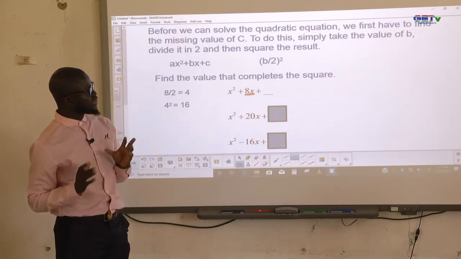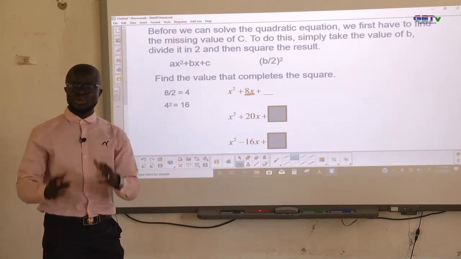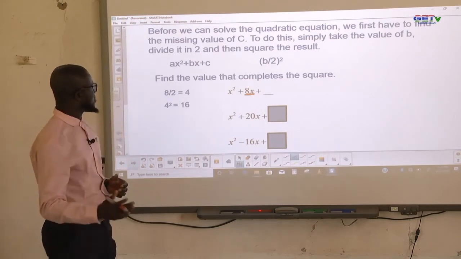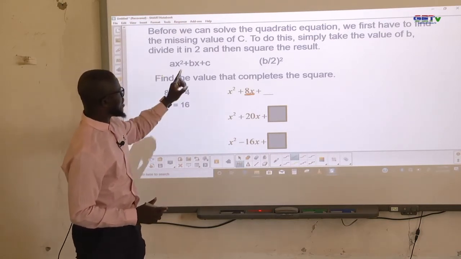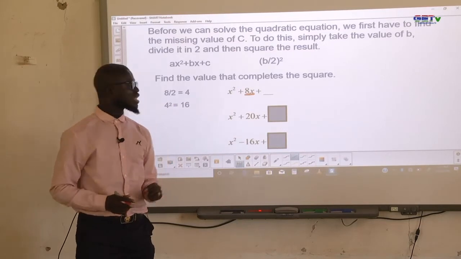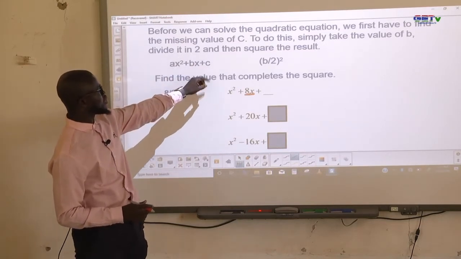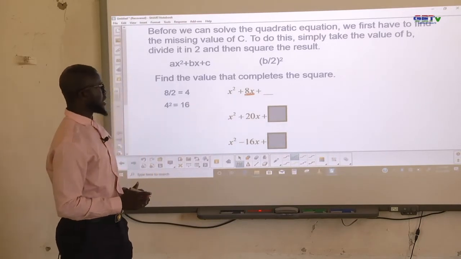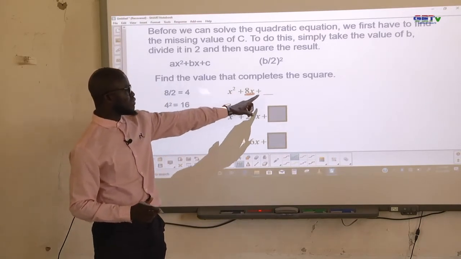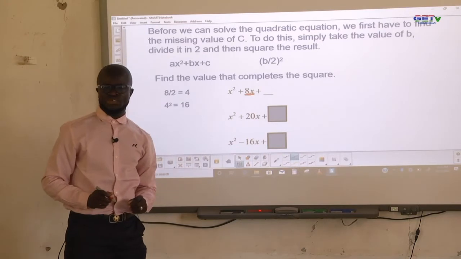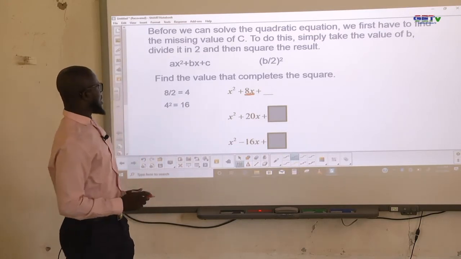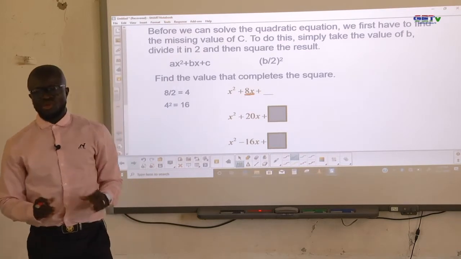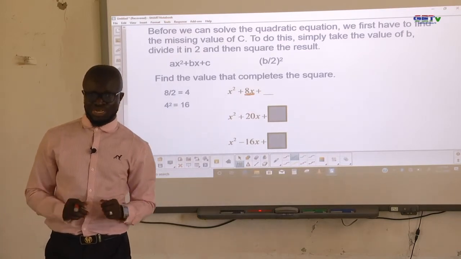The moment you take the value of B, what do you do to the value? Your next step is to divide the value by 2. And after dividing the value by 2, you are going to square the result to get the answer that will fit the space provided. We have examples on the blackboard. We are going to look at these examples together.